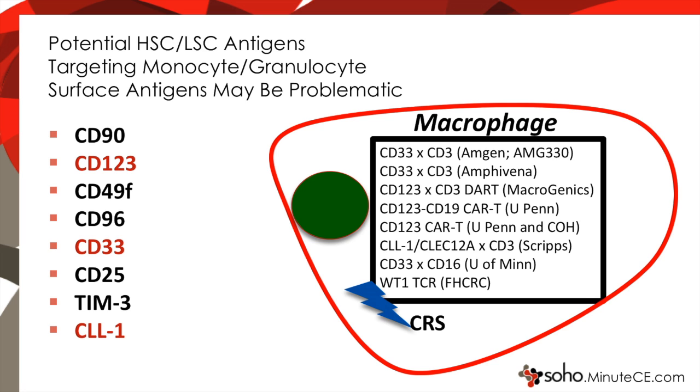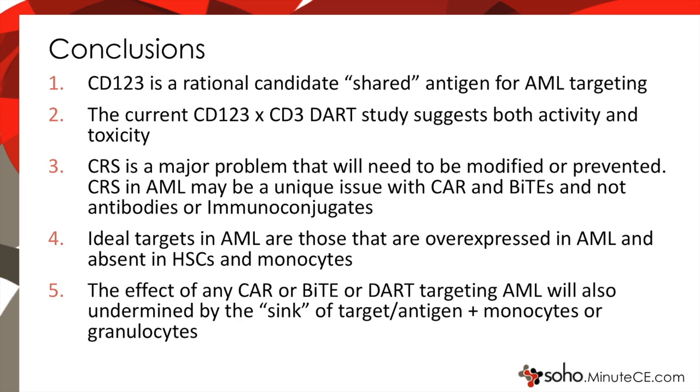So if one wants to avoid cytokine release syndrome, we need to find targets that are expressed only on hematopoietic stem cells or leukemic stem cells and not also on granulocytes and monocytes. And in the little box here, I just show you a number of the reagents that are under clinical development. So in conclusion, CD123 is a rational candidate for a shared antigen for AML targeting. The current DART clinical trial suggests both activity and toxicity.